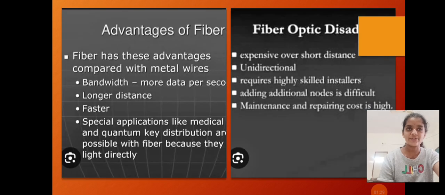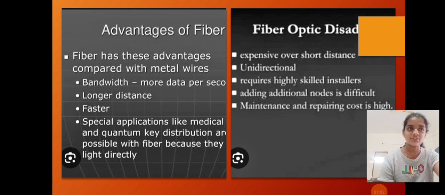Advantages of optical fibers. Fiber has these advantages compared with metal wires: bandwidth more than per second, long distance, faster, special applications like medical and quantum key distribution are possible with fiber because they produce light directly.